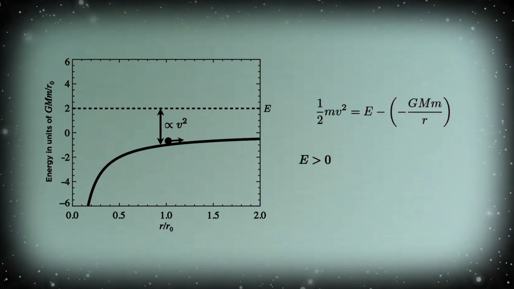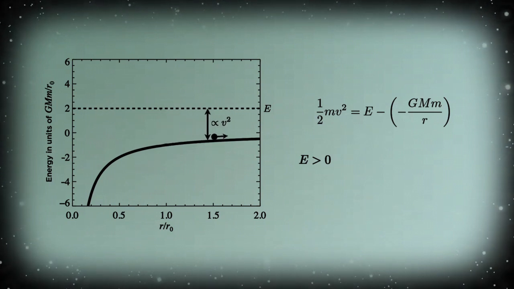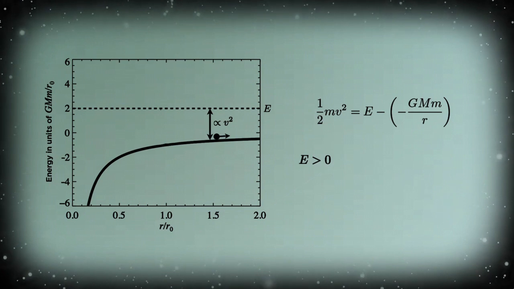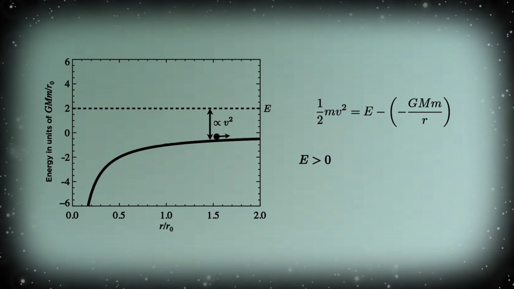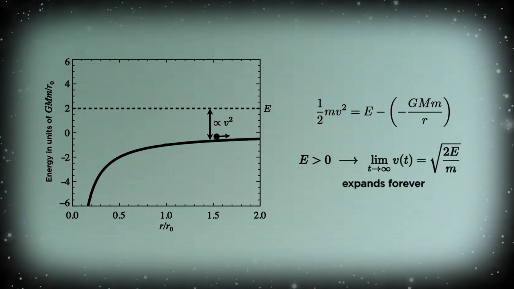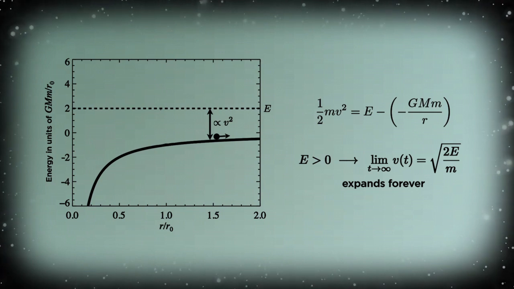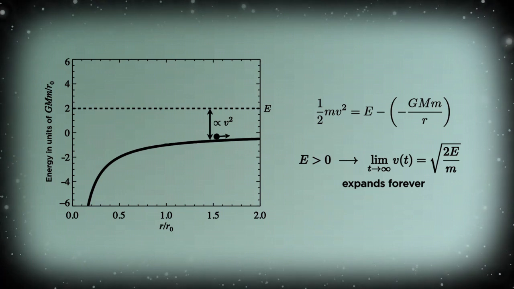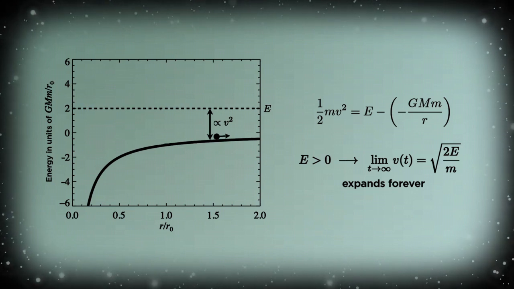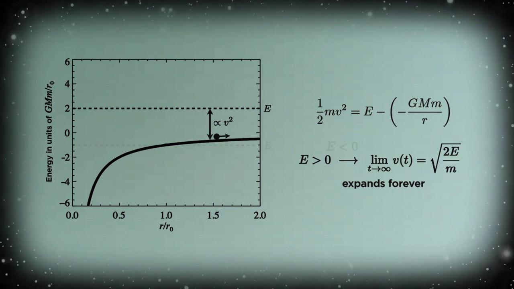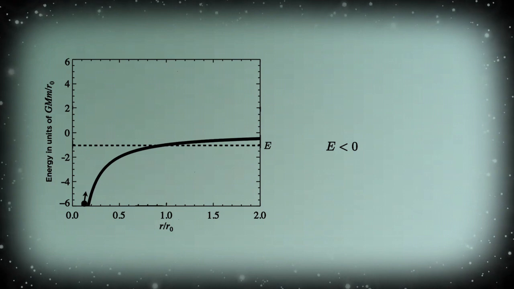Suppose E is positive, and a galaxy starts with an initially outward speed. As the galaxy advances with time, the difference between E and the potential energy shrinks, so the galaxy slows down. As r goes to infinity, the potential energy becomes irrelevant, and the speed approaches the square root of 2E over m. That describes a universe that expands forever, coasting at a constant speed.